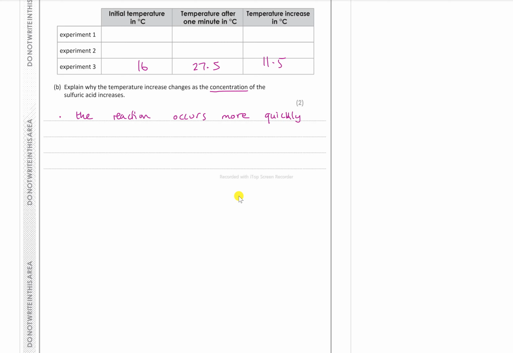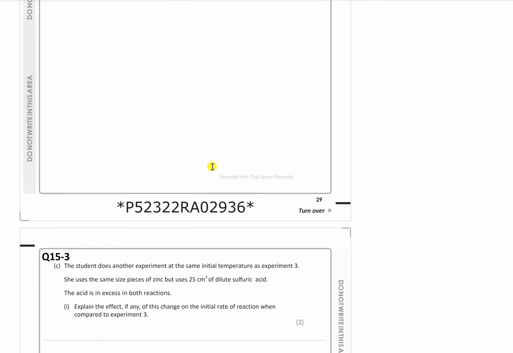Why? Because of that collision, particle collision theory. But so why does the temperature increase? So the heat energy is released quicker to the water. Yes, more quickly. So it's only a 2 mark anyway.